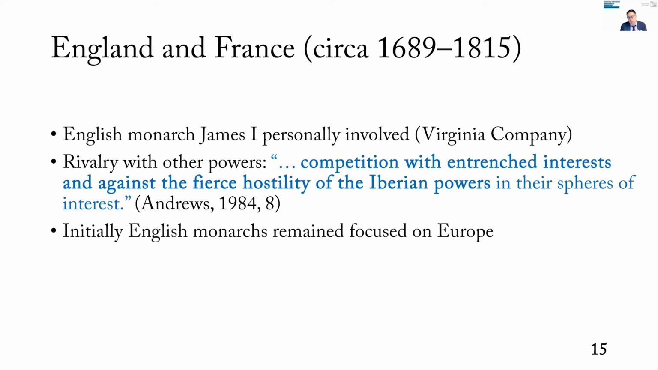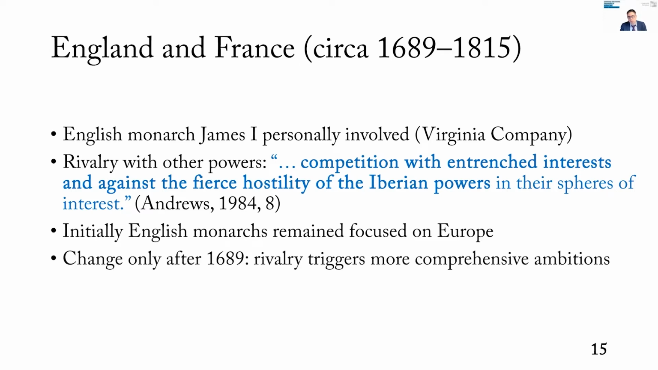And initially, it is true, though, that the English monarchs remained focused on Europe. That is important to acknowledge. So the rivalry in Europe was their key concern, but imperialism also derived from it in part. And after 1689, this changed to some extent in the sense that they became more focused on also overseas imperialism. And one of my arguments is that it was in part because of the rivalry with France.